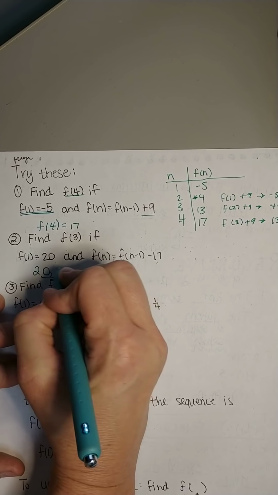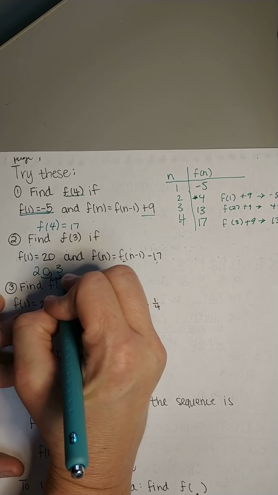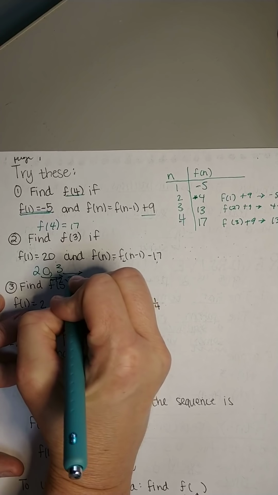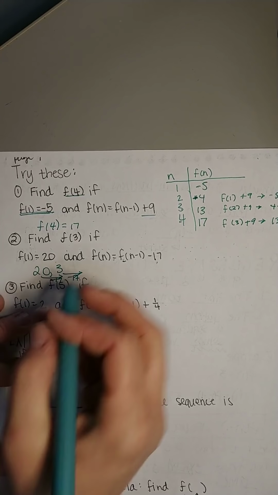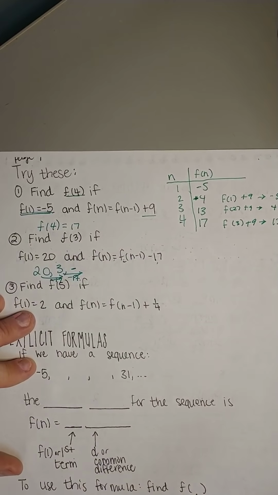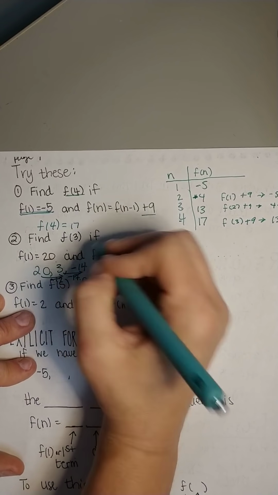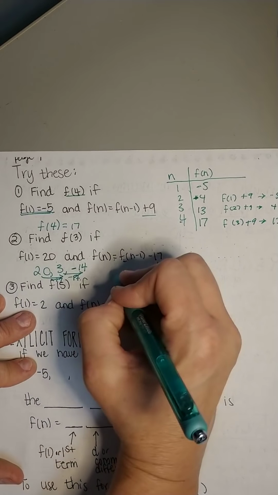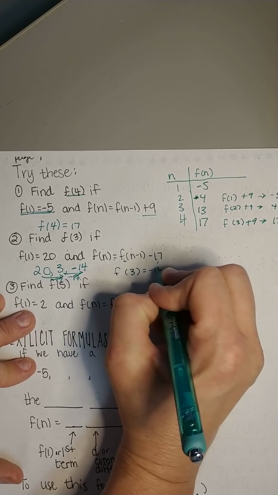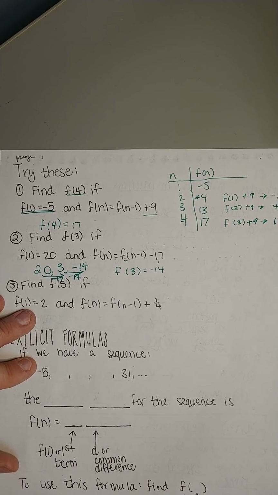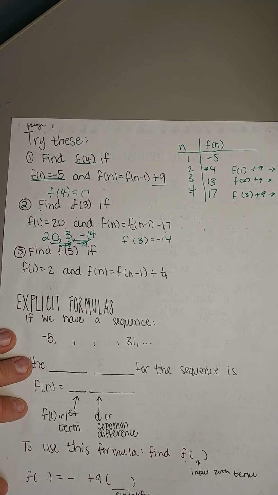Take that term and subtract 17. 20 minus 17 is 3. Take that term, subtract 17. 3 minus 17 is, let's see, I'm now in the negatives, -14. And that is my third term. So I could say f of 3 equals -14. And there's my solution.